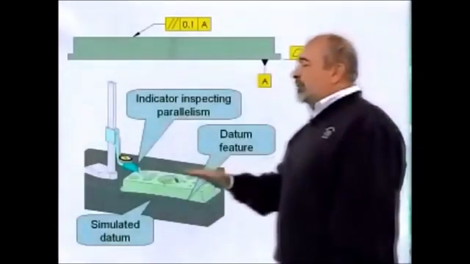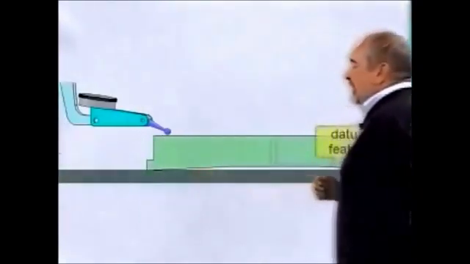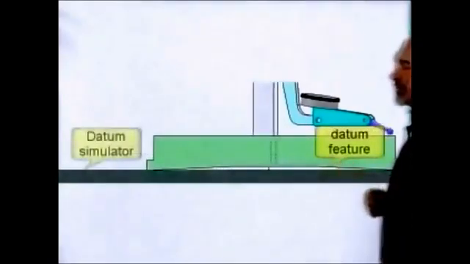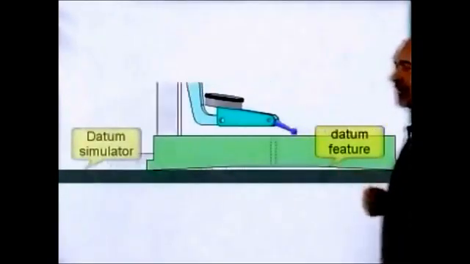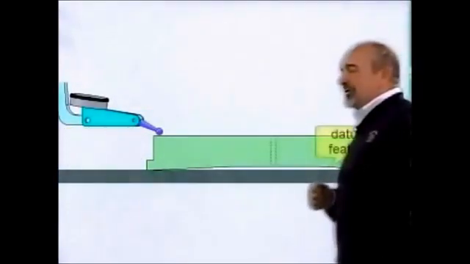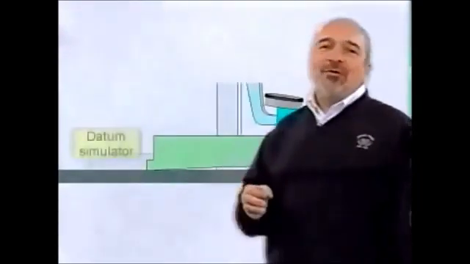So one way to check this would be to put the part down on the surface plate and run an indicator parallel to the plate. So you can see here that the datum feature itself could be bowed, but I'm hitting the high points or extremities. The datum simulator itself should be a very good plane, and the indicator is running parallel to it. Therefore, the parallelism could be within the 0.1, even though the datum feature itself could be out by as much as 0.5.